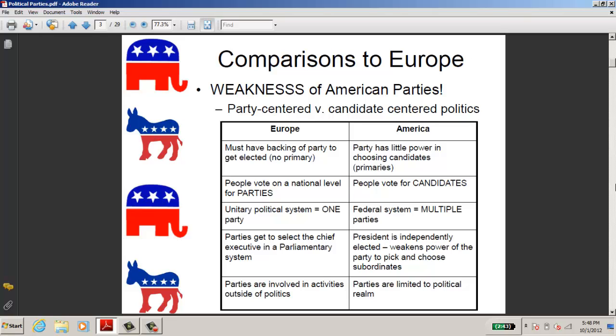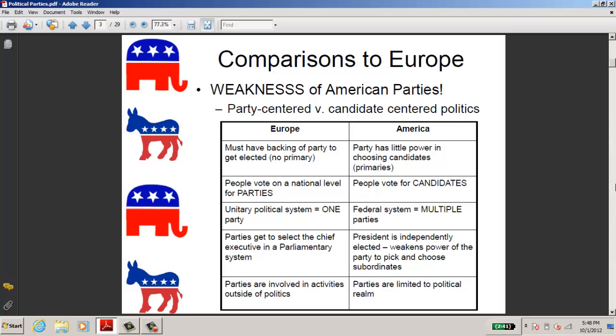And then final difference, in Europe, parties are very much social institutions. They might host a wide array of social events, whereas in America, they typically are limited to the political realm. You might see a local pig roast or a lobster dinner, something to raise money for the party, but not to the extent that you see in Europe.